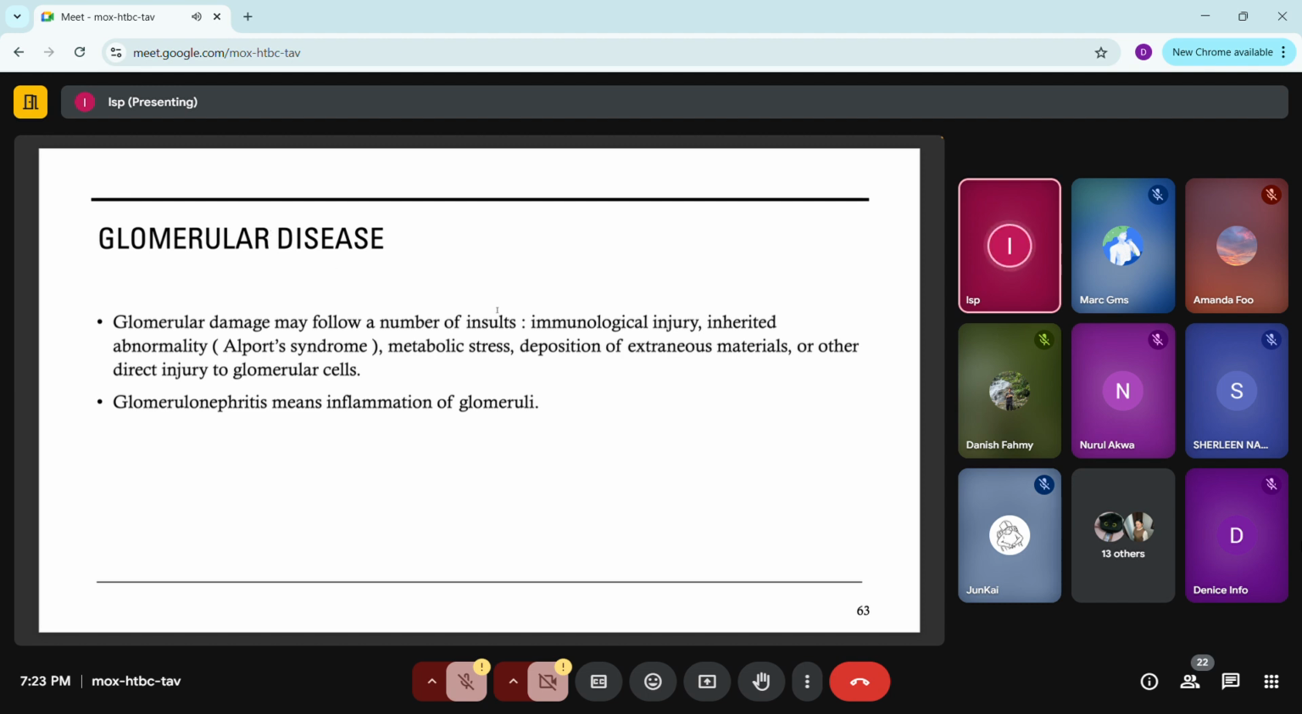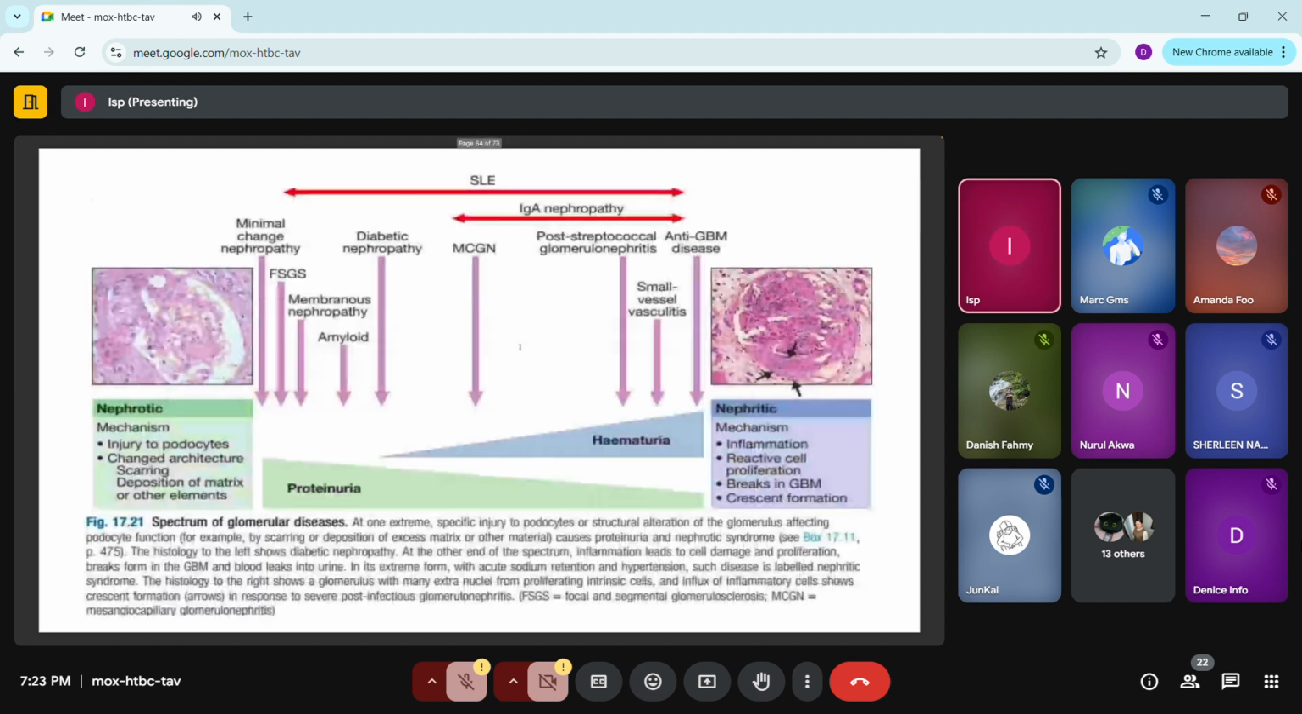So it can be due to autoimmune, like immunological injury, or due to deposition of other materials. All right, this chart actually simplifies everything that can happen to your glomerulus. So what can happen to it?